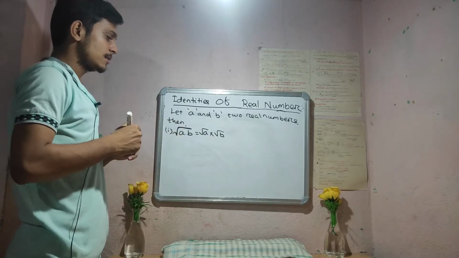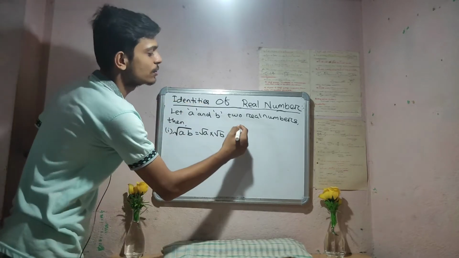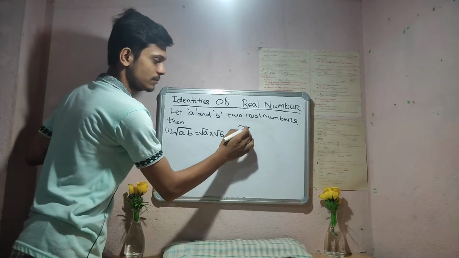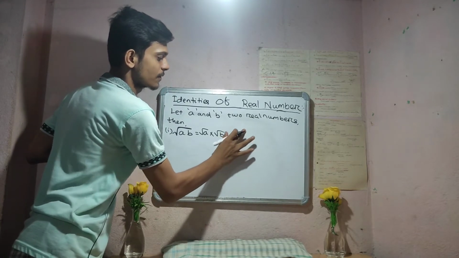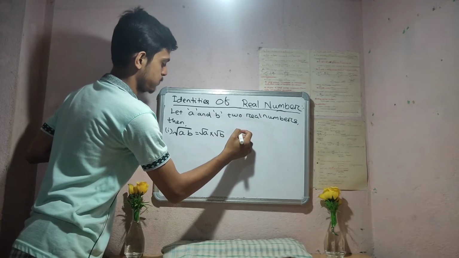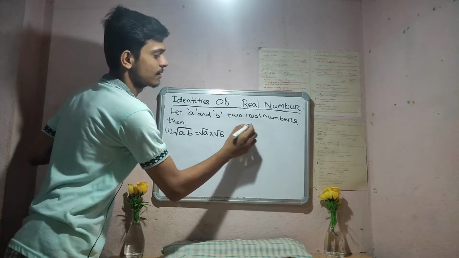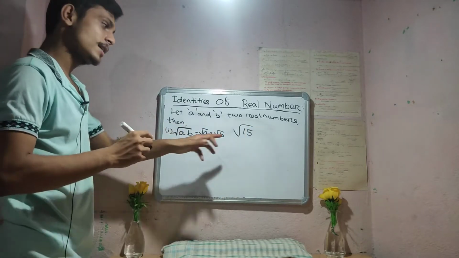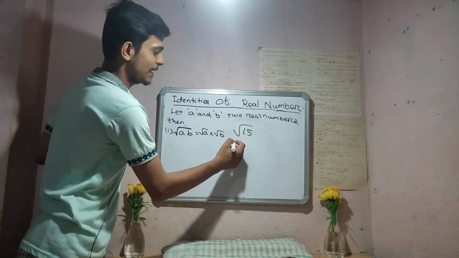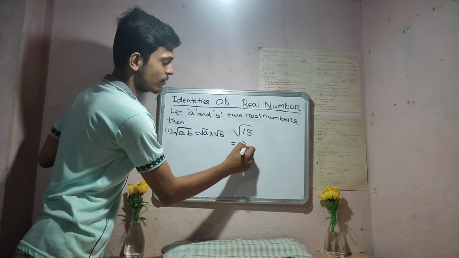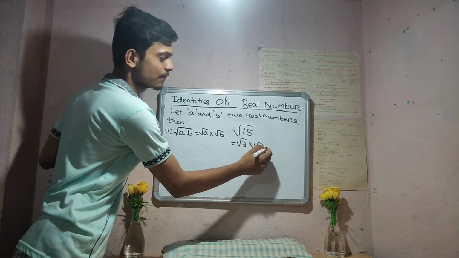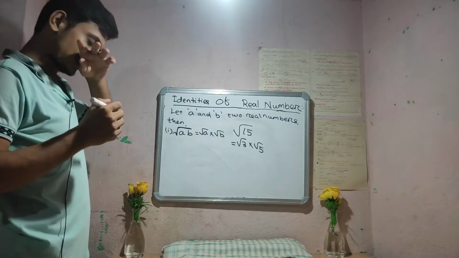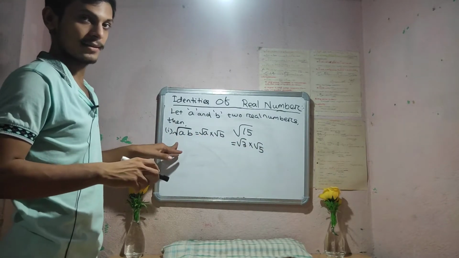Clear? Just taking an example, suppose the square root of 15. This is a multiplication of what? The square root of 3 and the square root of 5. Yes or no? So this is the identity.